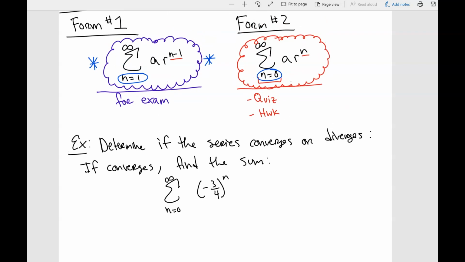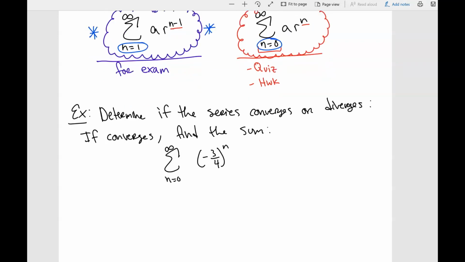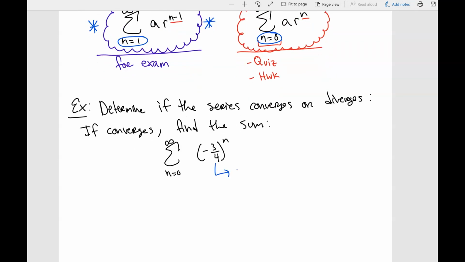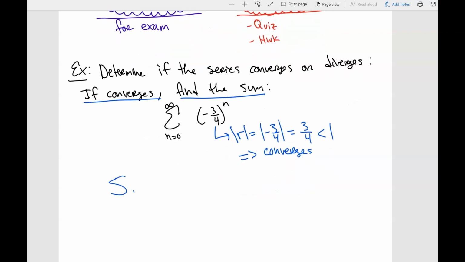So all we need to look at is that, notice that this is to the power of n, everything looks pretty good. So you can kind of see that our value of r is going to be just this. Let's take the absolute value of that, which is going to be the -3/4, which is just 3/4. Clearly, this is less than 1, which means that by geometric series, this converges. Okay, now the sum formula, because we know that it converges and we want to find the sum, is still the same formula. S sub infinity equals a over 1 minus r. It's still exactly the same formula.